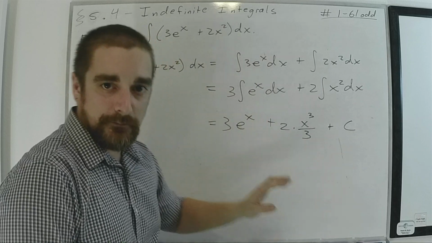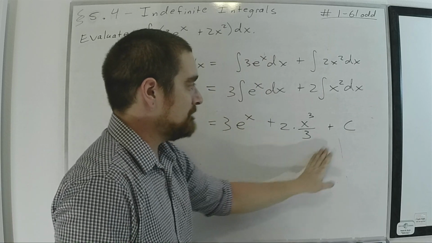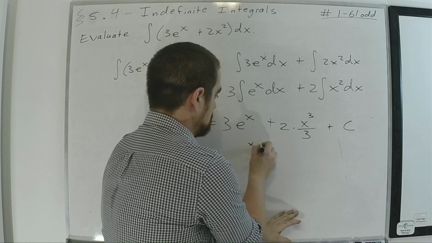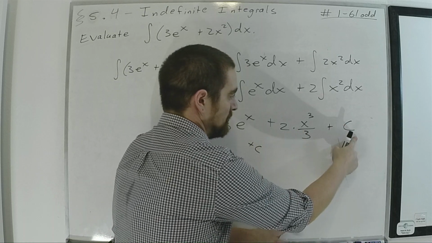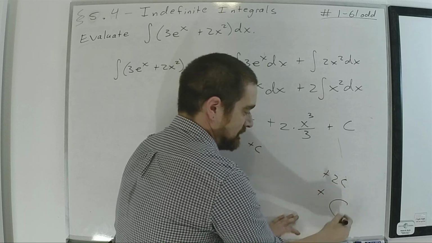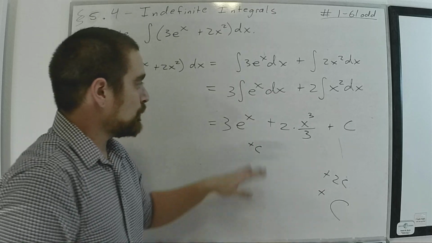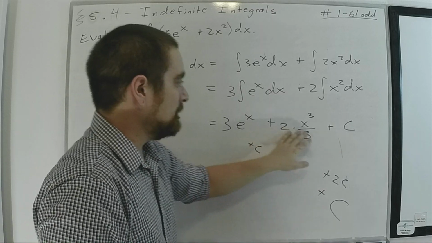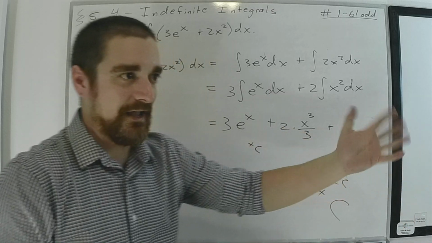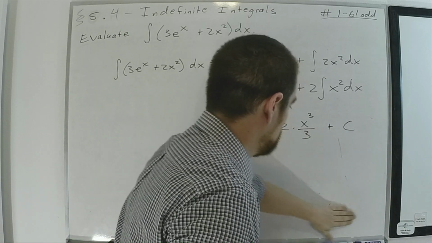When I put on the plus c, I don't need to put a plus c here and a plus c here and say plus 2c, because then I'm doing a constant plus another constant is plus 2 times a constant, which is just plus some other constant. Double a constant is still a constant. So rather than being redundant with a plus c for every term, we just save it to the end.